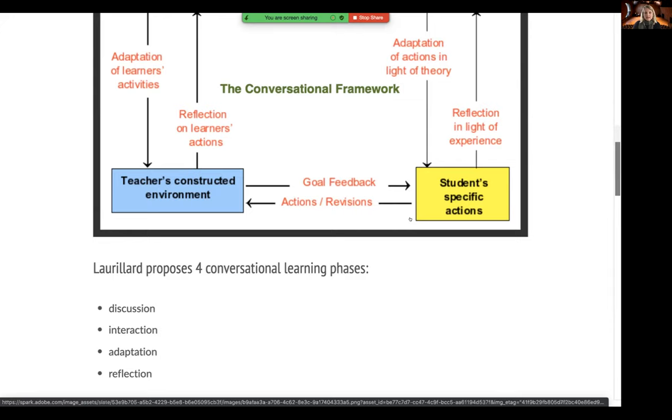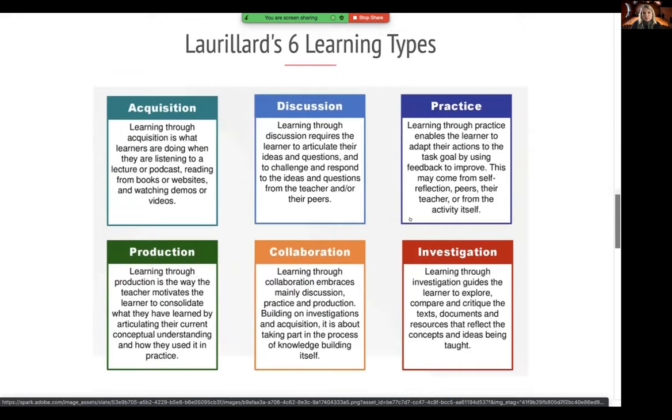And Laurillard also proposes that there are six main learning types. So the way in which we learn can be categorized into these six different types, and she says that we need to use a mix of each of these different types of learning. So it's not just that one is better than another, but that we actually need to use and draw on all of them to make a comprehensive and effective teaching strategy.